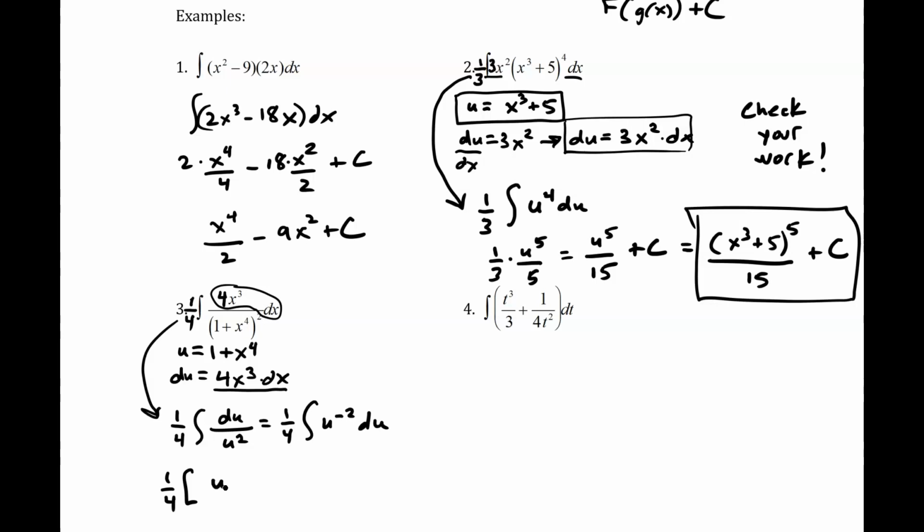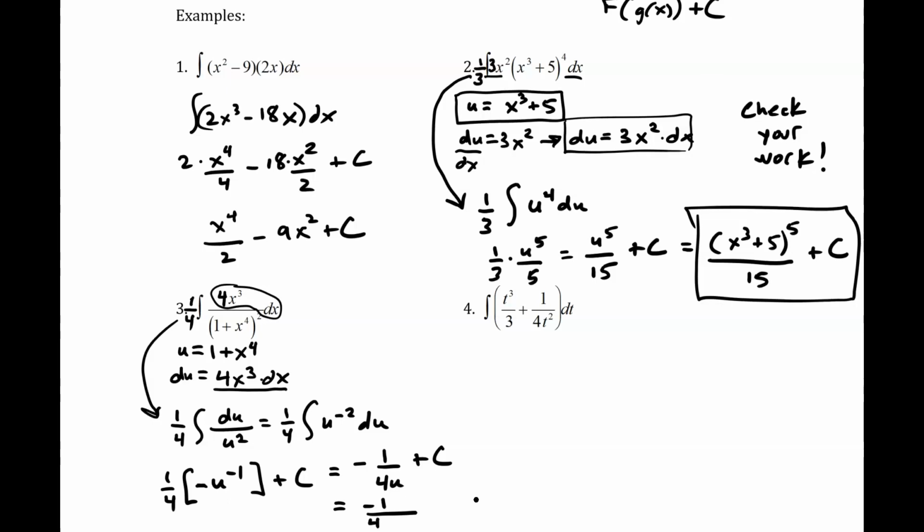I'm going to add 1 to that exponent and then divide by that new negative 1, which is the same as multiplying by it. Okay, and then we would just say plus c at the end of this. And so this is going to be negative 1 over 4u plus c. But remember, we have to back substitute and put in what u is in terms of x. So my final answer is negative 1 over 4.